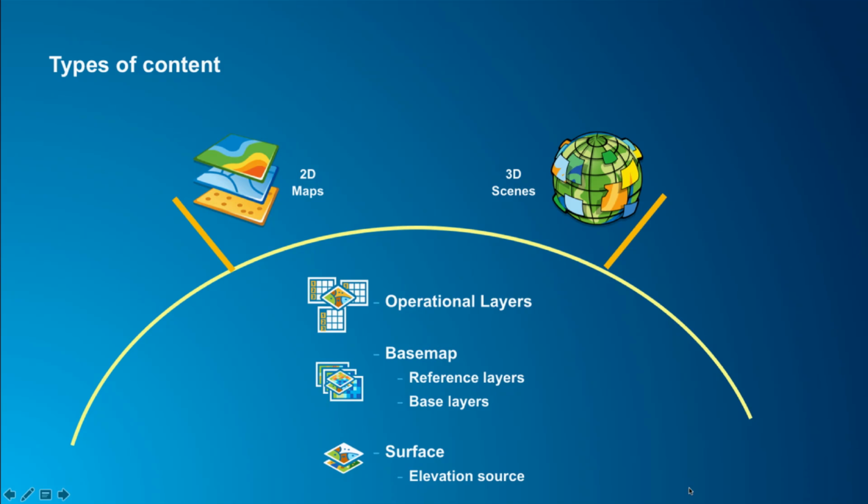Now, if you're using 3D scenes, then you may also have another type of content, which is called a surface. And this surface sits below the base map, and the base map is draped on top of it to give it some depth, so you can appreciate the topography of the geographic area that you're looking at.